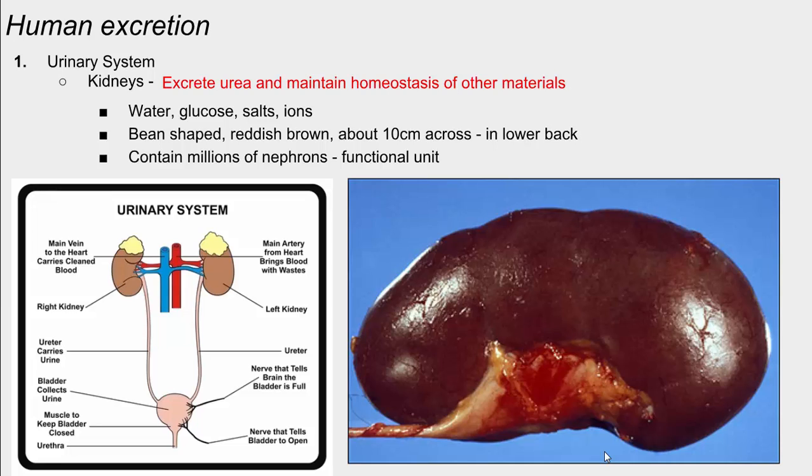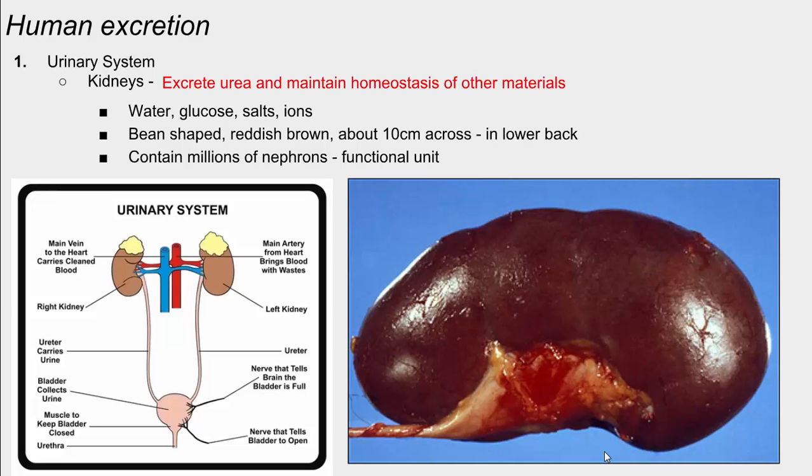As that bladder fills up, there are nerves that tell our brain when our bladder is full, when we need to find a bathroom. And there are nerves which then open up the bladder. The final passageway for urine out of the body is through the urethra, and that's the overall picture of the urinary system. So what's actually going on inside of those kidneys?